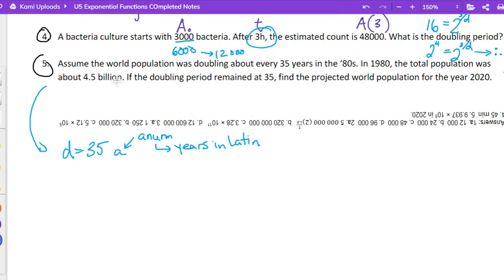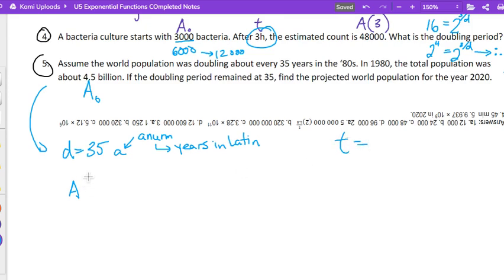All right. Assume the population was doubling every 35 years in the 80s. In 1980, the total population was 4.5 billion. If the doubling period remained at 35, that would be A naught. Find the projected world population for 2020. The rate of growth has changed, it's not doubling in 35 years, that doubling time has changed. But we're saying, if it hasn't changed, what will be the population in 2020?